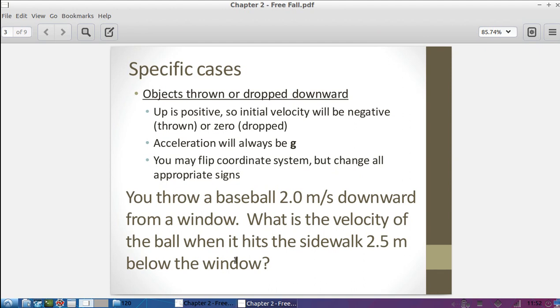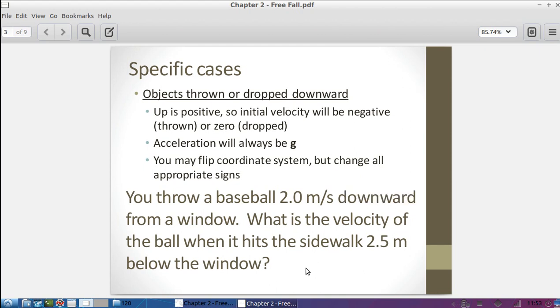All right, so your arm is hanging out of a window. You're 2.5 meters above the ground, 2.5 meters above the sidewalk, and you throw a baseball with an initial velocity of 2 meters per second towards the Earth. So when I write out what my v initial is, I'm going to give that a negative sign: 2 meters per second downward.